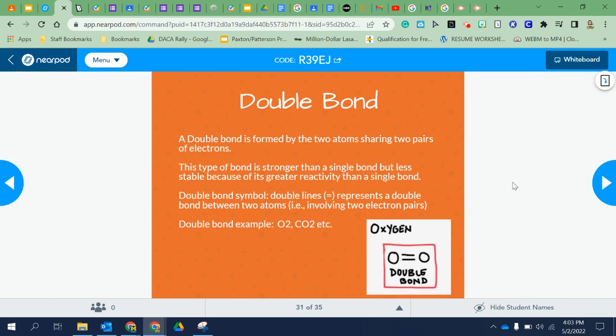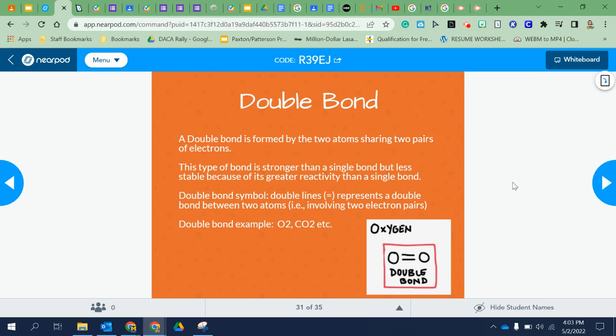Here we have an example in the bottom right hand corner of a double bond between two oxygens. So a double bond is formed by two atoms sharing two pairs of electrons. So remember, each of those lines represents a pair of electrons. So this type of bond is stronger than a single bond, but less stable because of its greater reactivity than a single bond, right? But again, the most important thing to remember from this is that the double bond symbol, the two lines, represents a double bond between the two atoms. So again, each line represents one pair.